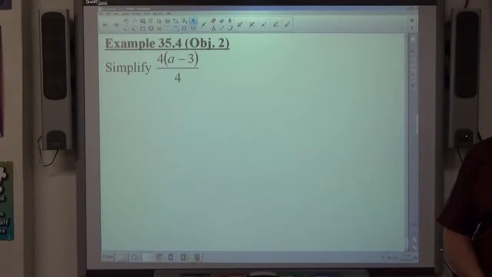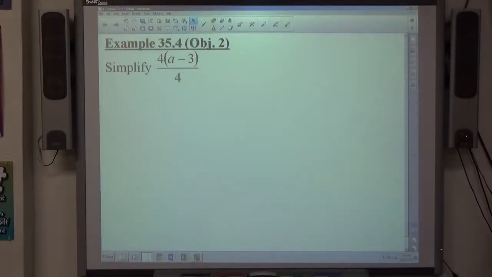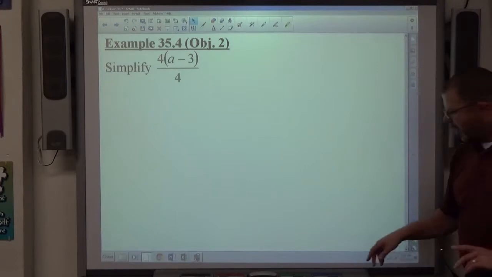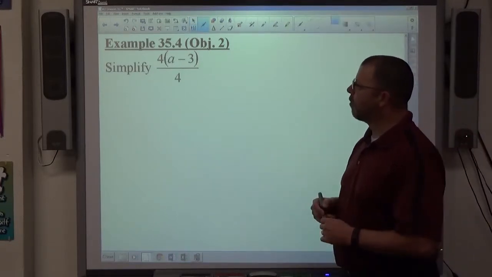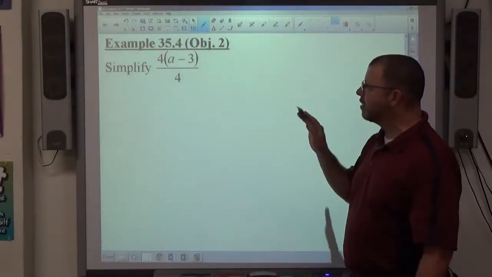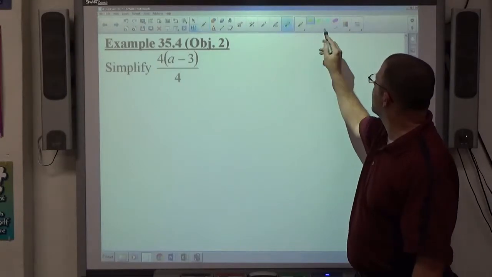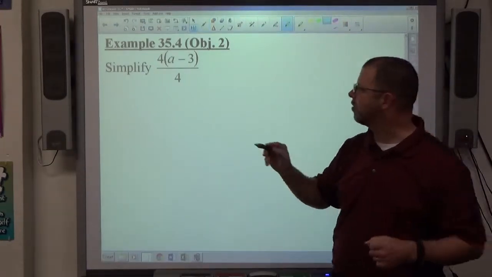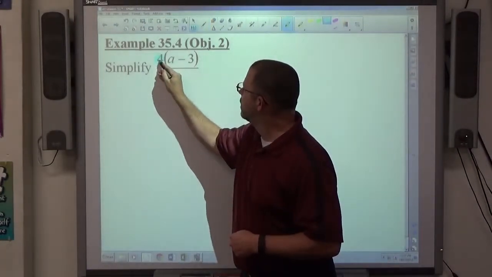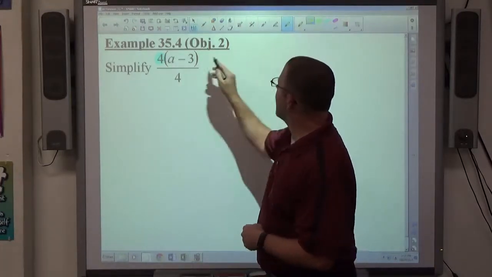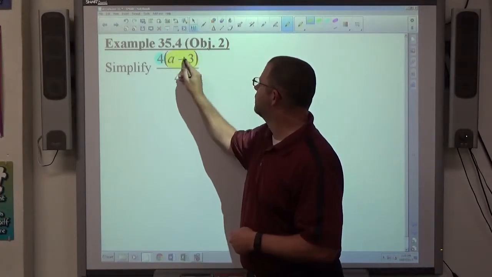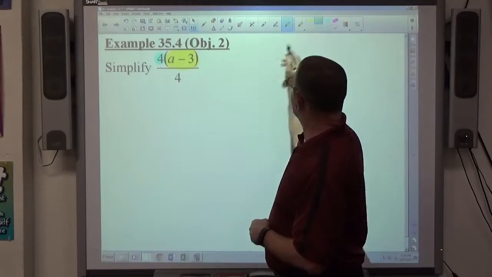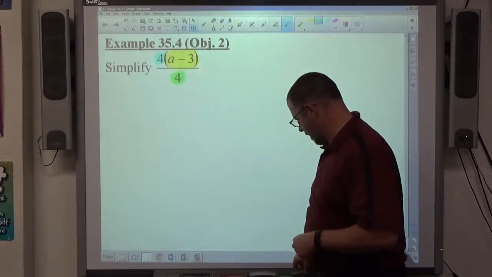We'll do examples 4 and 5 at the same time because they're really easy. What I've got here in example 4, and we'll see example 5, is a factored form on top. And factored, again, simply means in a product structure. So I've got 4 being multiplied by a minus 3, being divided by 4. Right?